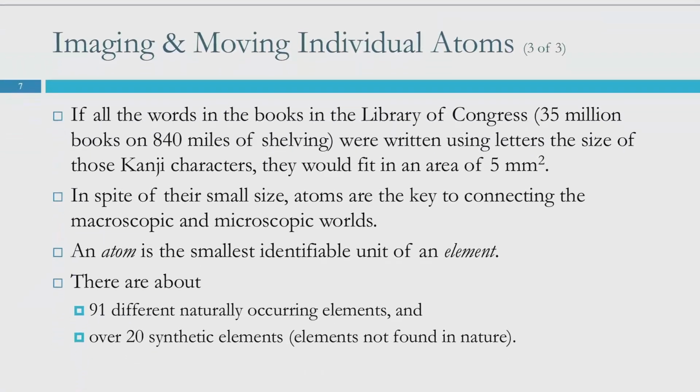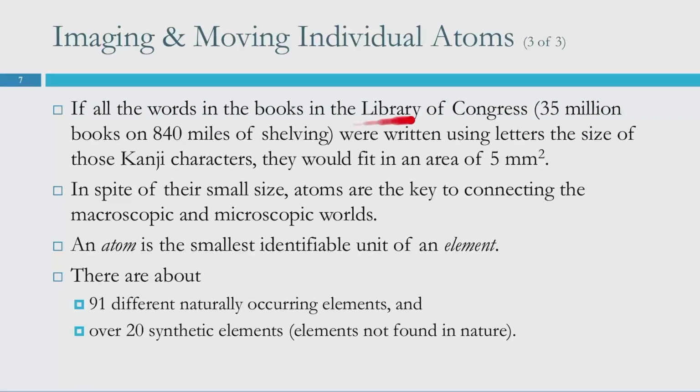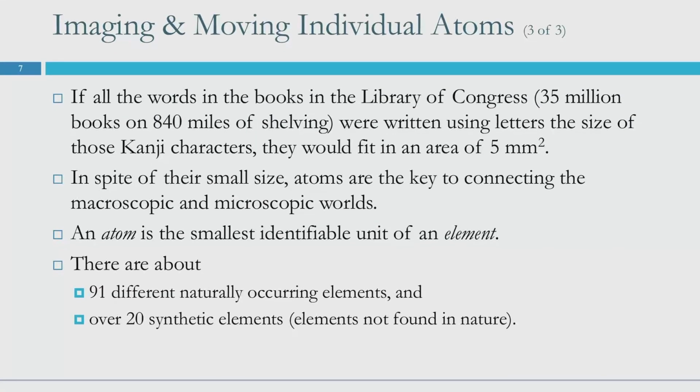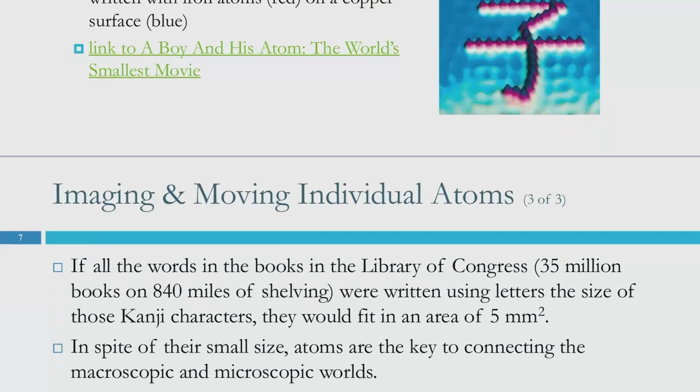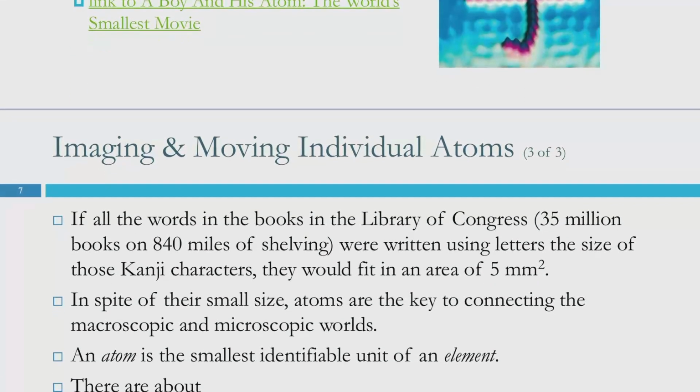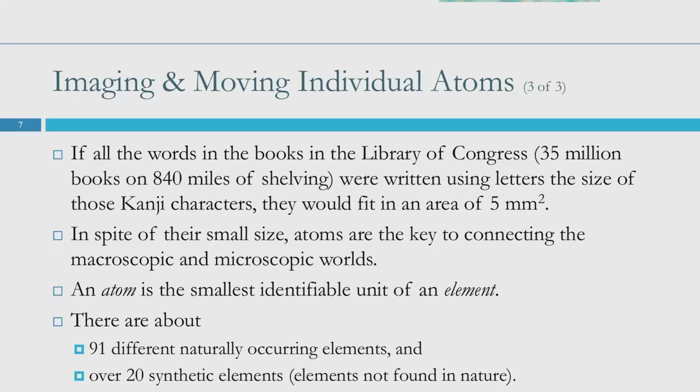To give us an idea of how small this is, if you took all of the books in the Library of Congress, which is about 35 million books, probably more now, and 840 miles of shelves. So imagine the largest library that you've ever seen and then make it way, way bigger. If you were to write all those books using letters the same size as those kanji characters, these little atomic characters, it would all fit in an area of 5 square millimeters. So all of the books in the world would fit in a tiny patch, and you could fit multiple of them on your pinky fingernail, because of how small the atoms are.